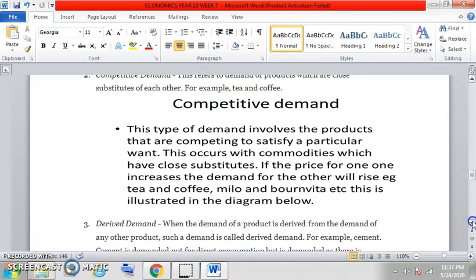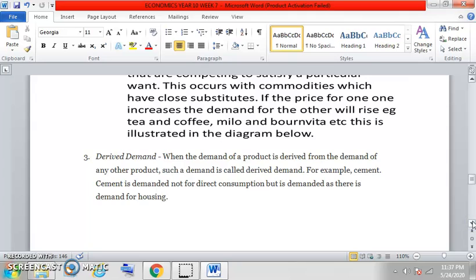Let's go to another type of demand. We have derived demand. When the demand of a product is derived from the demand of any other product, such a demand is called derived demand.